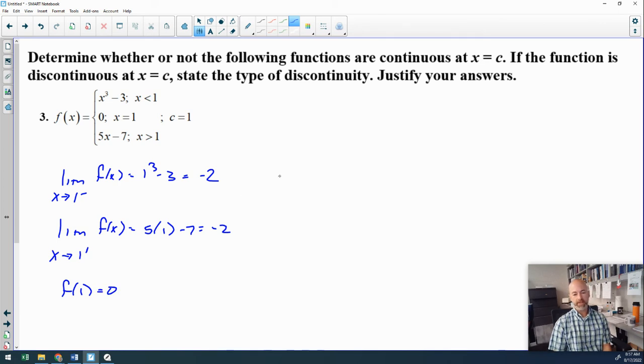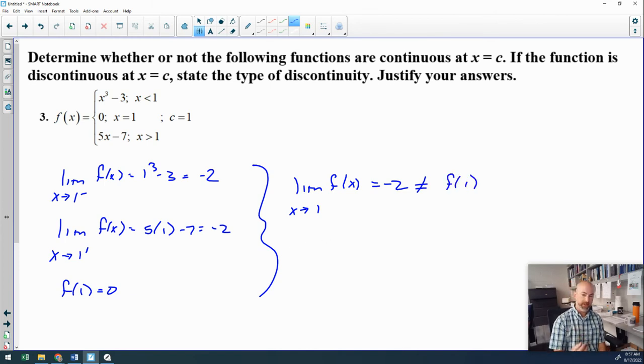And so I can now say that the limit as x approaches 1 of f of x is equal to negative 2, which is not equal to f of 1, and that therefore the function is not continuous. Now, as far as the type of discontinuity, if you look at this graphically, as we approach 1, so here's x equals 1, we know the limit is negative 2. So that means my left side and my right side are coming in at negative 2. However, f of 1 is 0. So we have a redefined point up here, and that is a removable discontinuity.